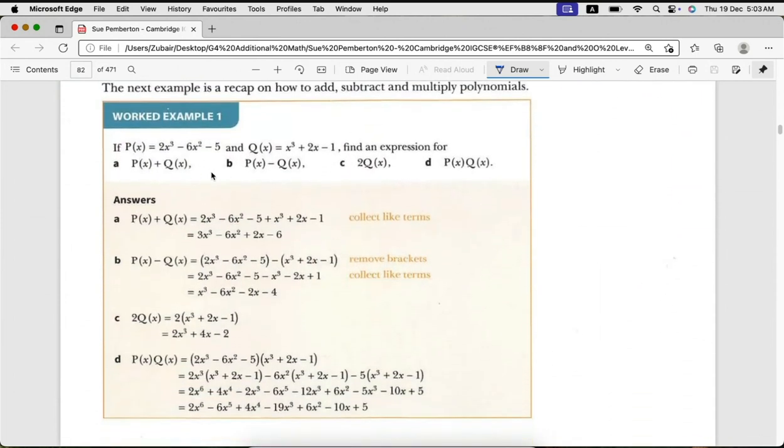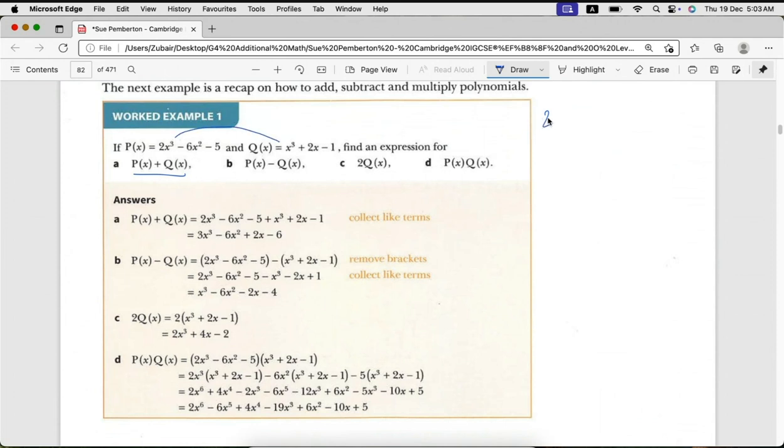Worked example: if p is given and q is given, and the expression for p plus q, so we are just adding the polynomials. I just find it easy when I write them above each other or even in the horizontal manner. So this is p plus q.